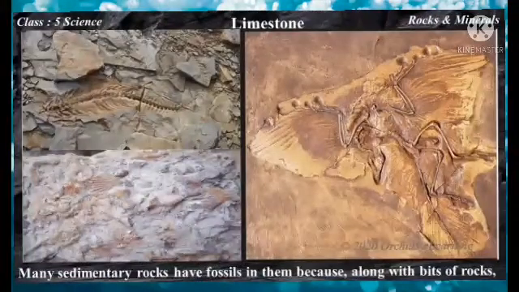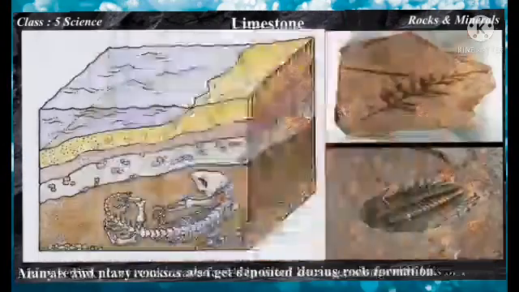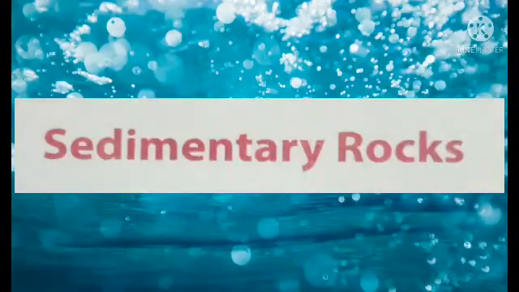Many sedimentary rocks have fossils in them because, along with bits of rocks, animal and plant remains also get deposited during rock formation.